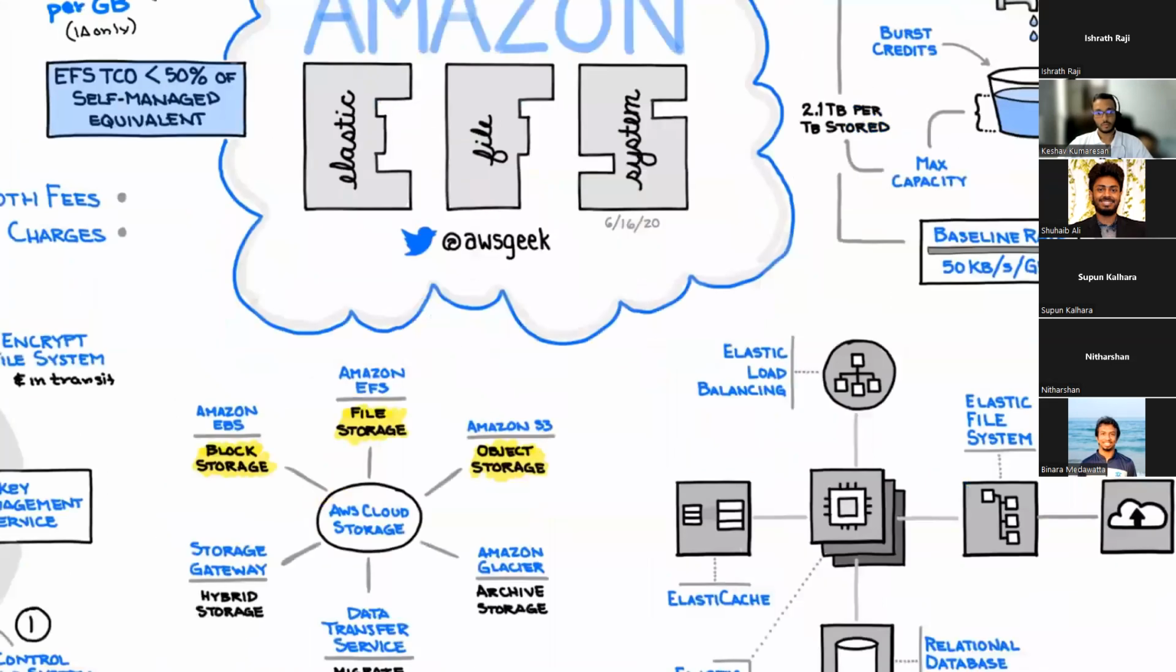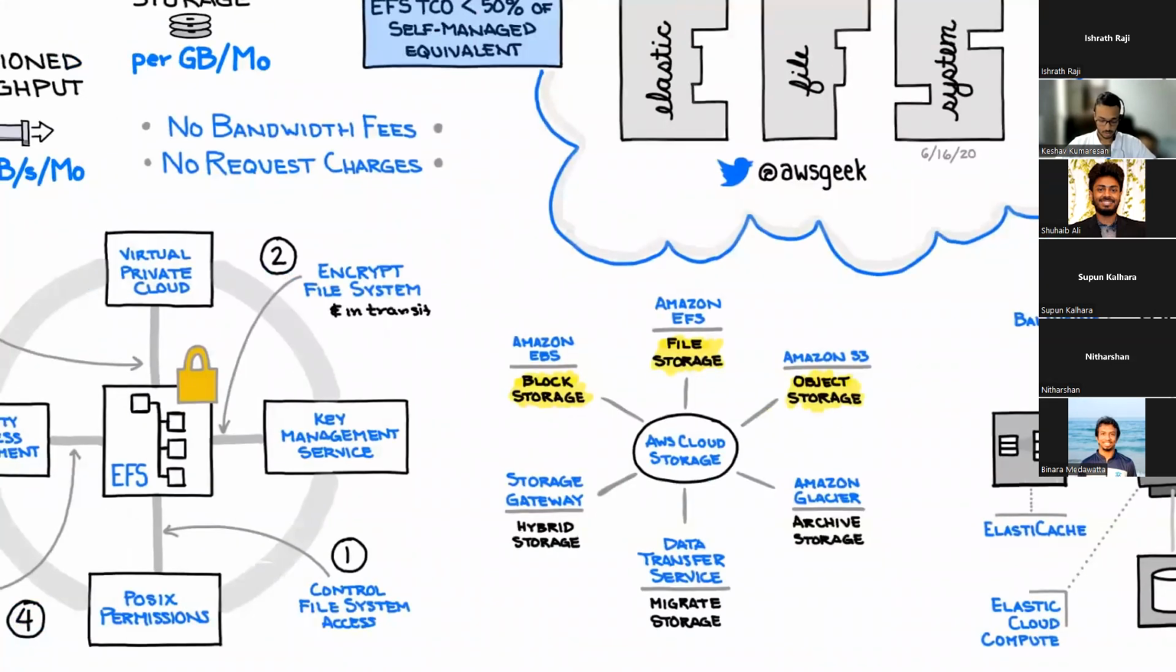So finally, when we look at the three services we just discussed, the EBS, EFS, and S3: S3 is an object storage, EBS, Elastic Block Store, is a block storage, and EFS is a file storage. That's the main difference if you look at it terminology wise.